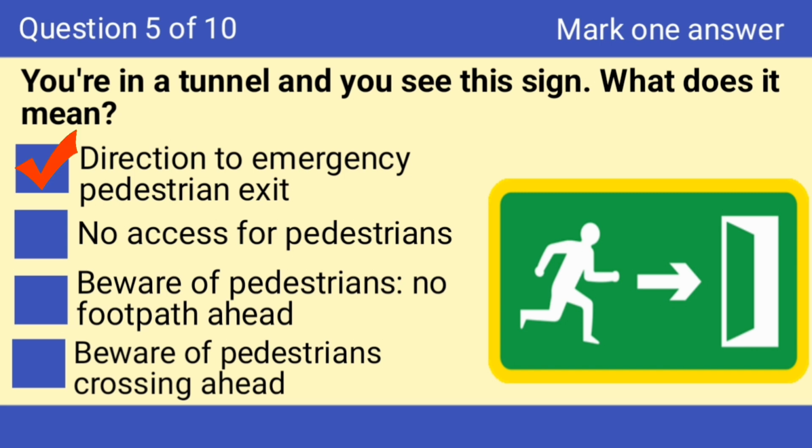The correct answer is direction to emergency pedestrian exit. Explanation. If you have to leave your vehicle and get out of a tunnel by an emergency exit, do so as quickly as you can. Follow the signs directing you to the nearest exit point. If there are several people using the exit, don't panic, but try to leave in a calm and orderly manner.